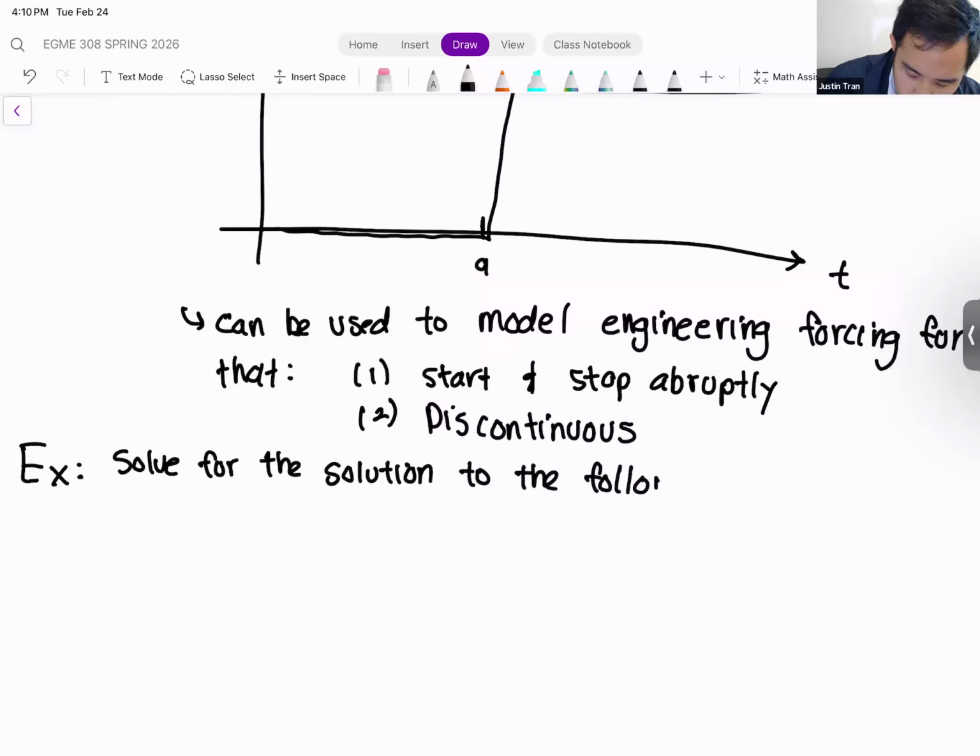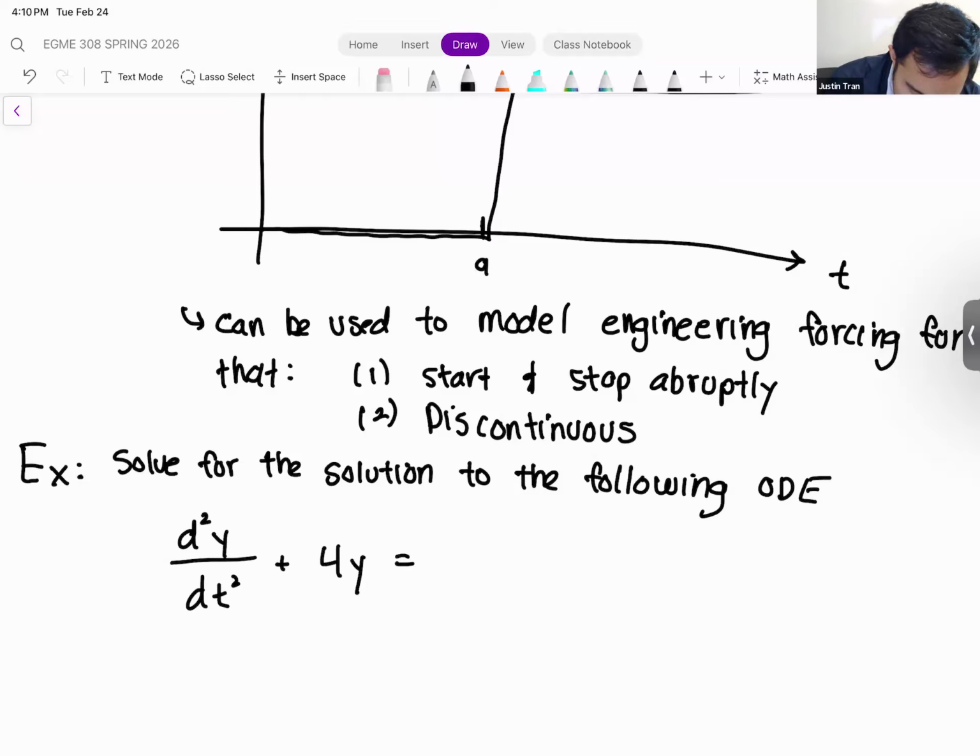Okay, so we're just going to solve for the solution to the following ODE, or I guess you can call it an initial value problem because we also need initial conditions as well. All right, so we have d squared y dt squared plus 4y is equal to g of t.